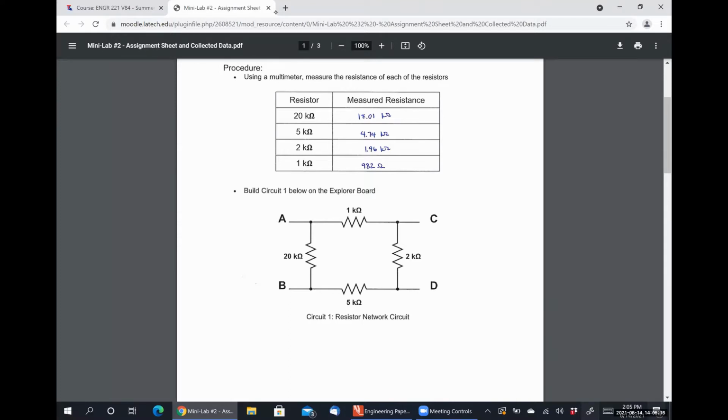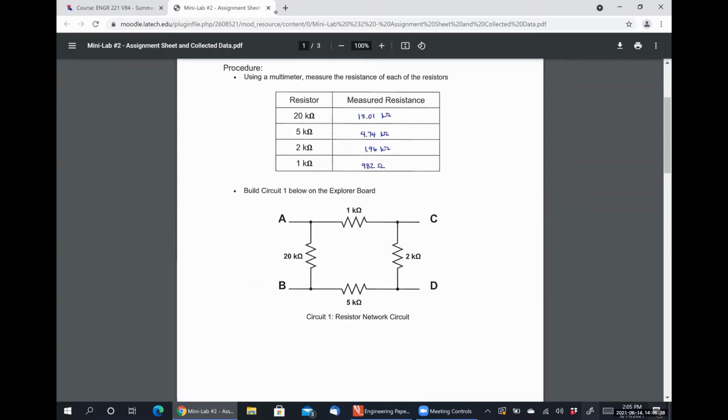So for example, if we were looking at the resistance seen between terminals A and B, that would look like the resistance of the 20 kilo ohm resistor in parallel with the series combination of the 1 kilo ohm resistor, 2 kilo ohm resistor, and 5 kilo ohm resistor, right?